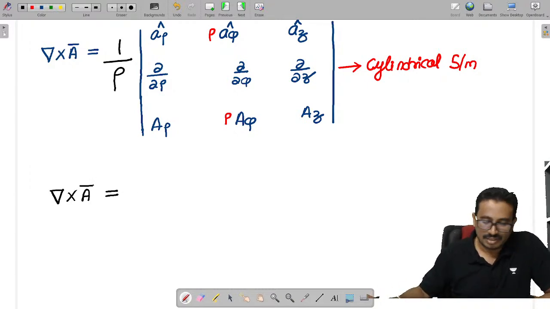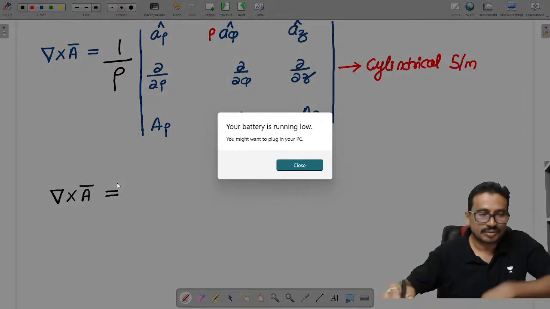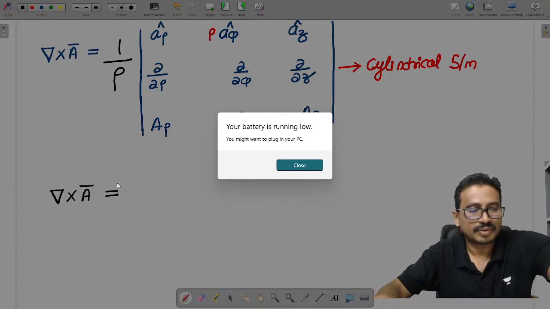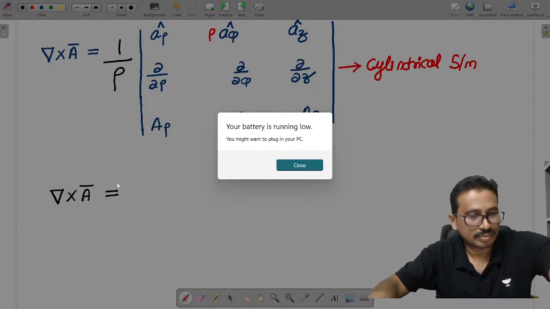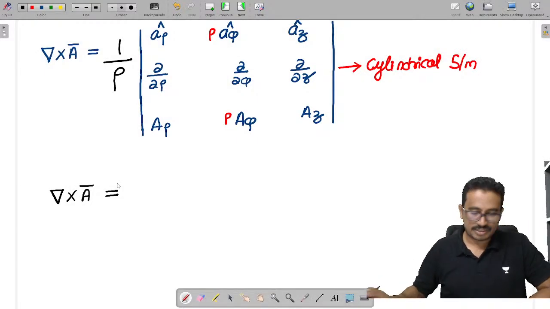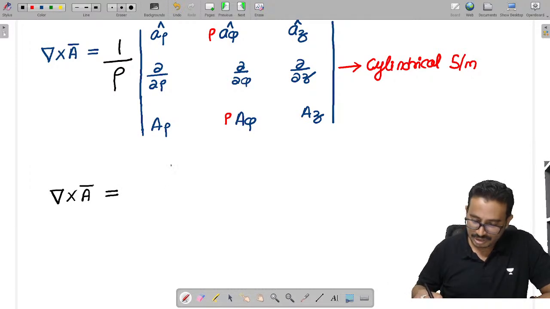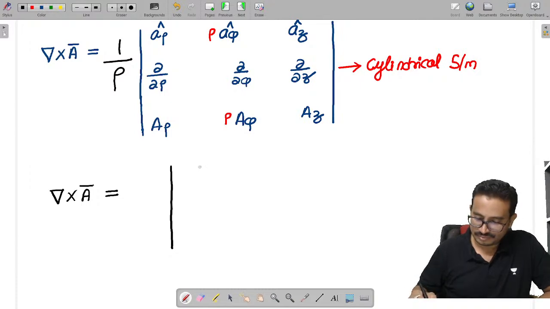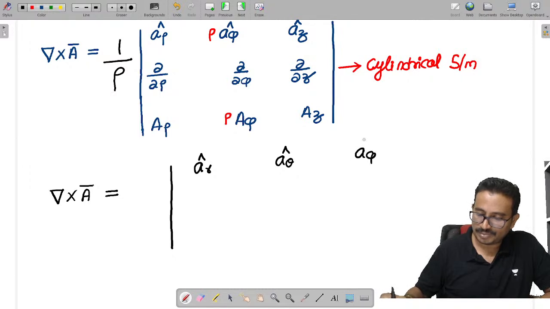Right. Now see this thing. Let's talk about the curl in the spherical system. Now tell me the spherical system. What are the unit vectors? You tell me first of all. That is A r cap, A theta cap, A phi cap. These are the unit vectors, right?